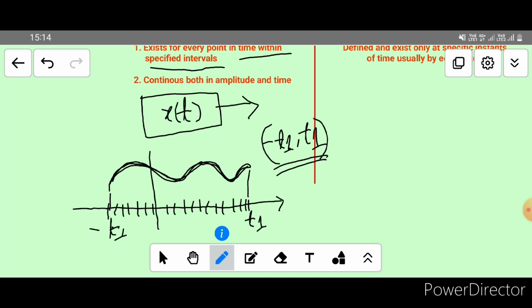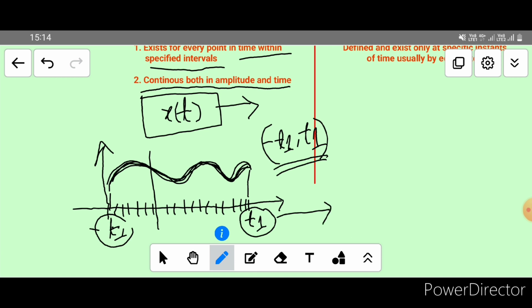Another point is that x(t) is continuous both in amplitude and time. So it should be noted that, as we said now, there is no point between minus t1 and t1 where x(t) doesn't exist. So both our time domain and our x-axis and our y-axis both are continuous.